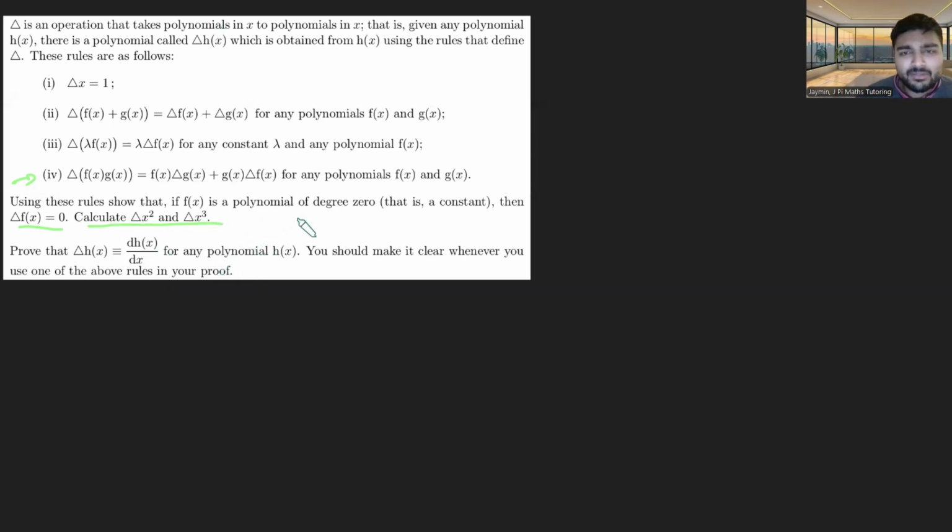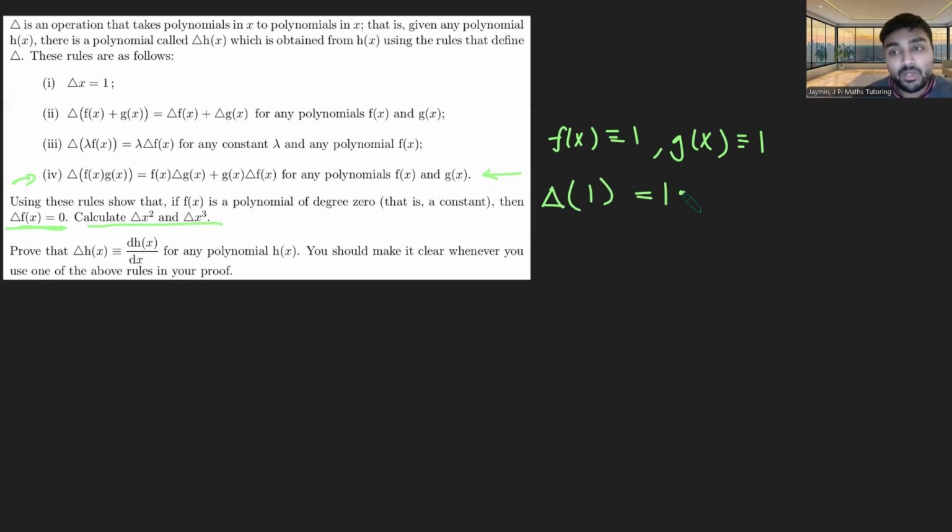Okay, let's dive in. The first thing that we're being asked to do is show that for a constant function f of x, the triangle of f of x is 0. And the way we're going to do this is first showing it for the constant 1. So if f of x is the constant function 1, I'm going to use rule number 4 here. And I'm also going to make g of x equal to the constant function 1. By just substituting this into rule 4, I'm going to get triangle of f times g, which is just the constant function 1, equals 1 times triangle of 1, plus 1 times triangle of 1.